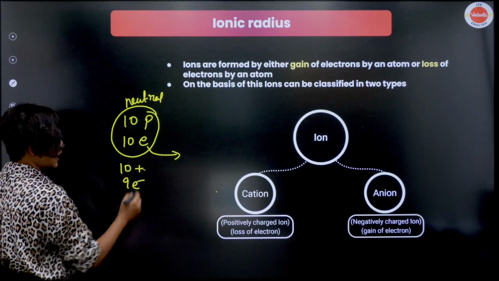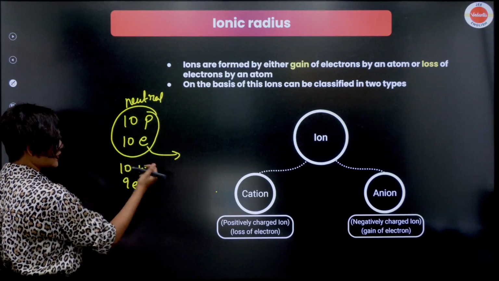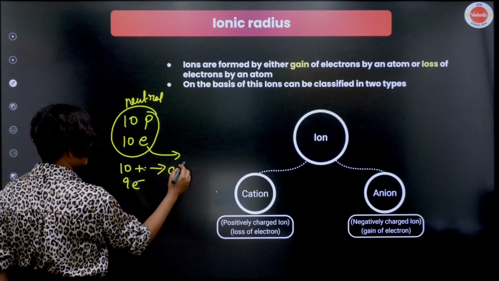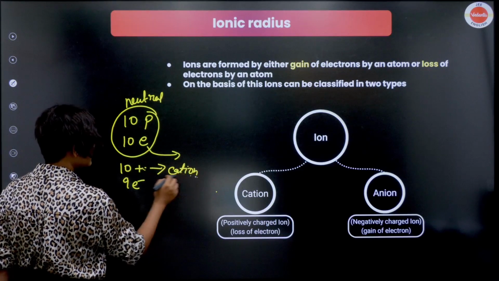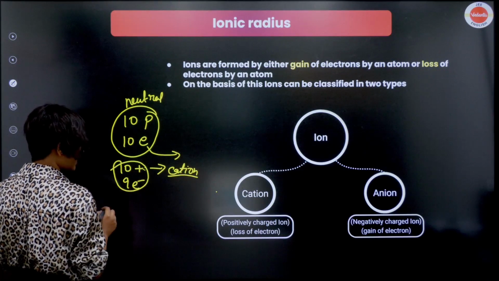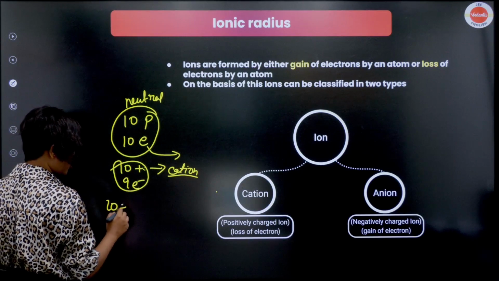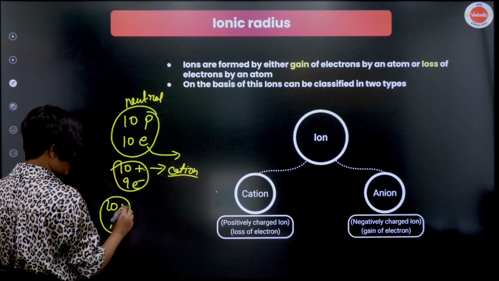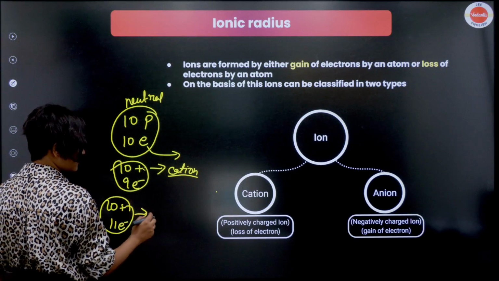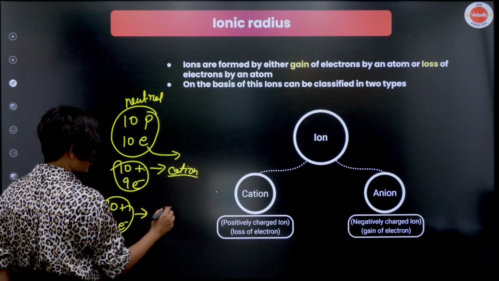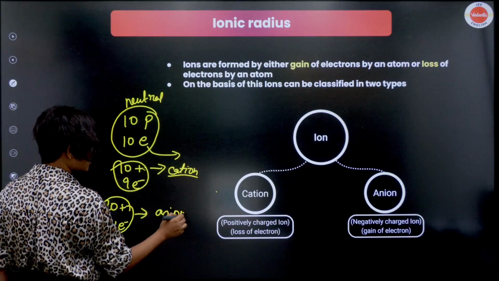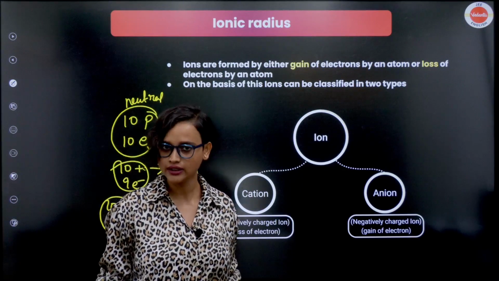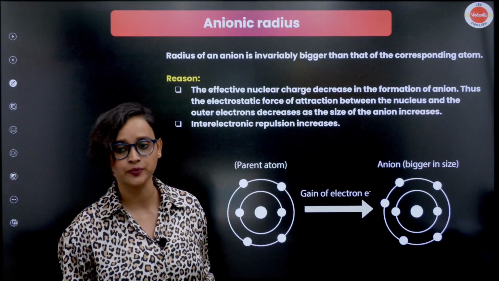Which one is more? The positive charges are more. So the atom will show a positive charge. That means this is a cation. Now if I have 10 positive charges and I add one electron, I have 11 negative charges. Now what is this? This will become an anion, because it will start showing its true negative colors. Got it? So this is cation and anion.